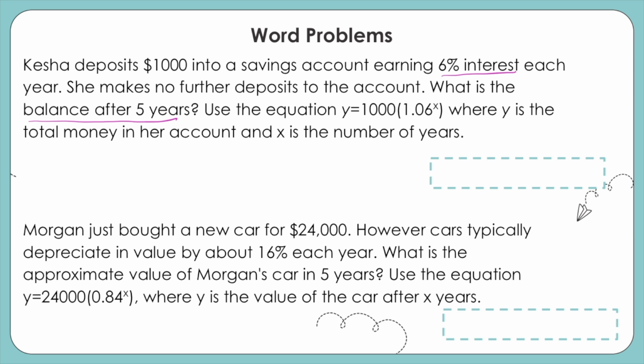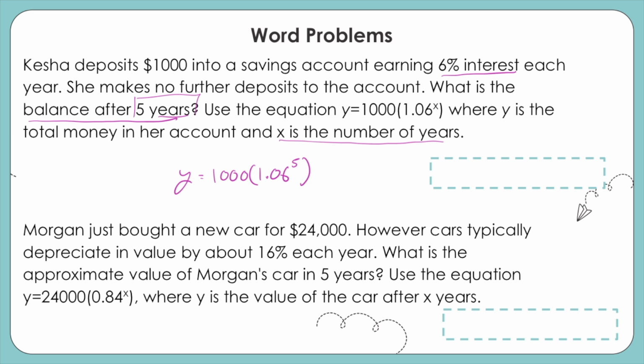So good news is they gave us the equation to start with, and they want us to find the number of years. And they told us the number of years is 5. So we're going to substitute that in for x because they said x is the number of years. So when we do that, we're going to have y equals 1,000 times 1.06, and then we're going to raise it to the 5th power because that's our number of years.